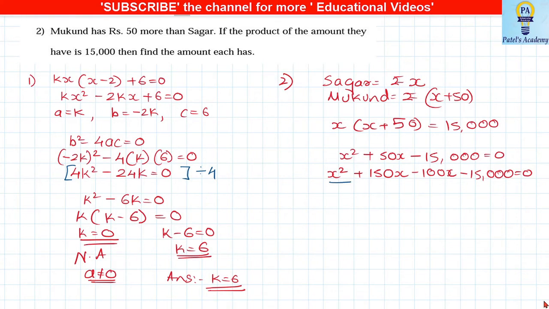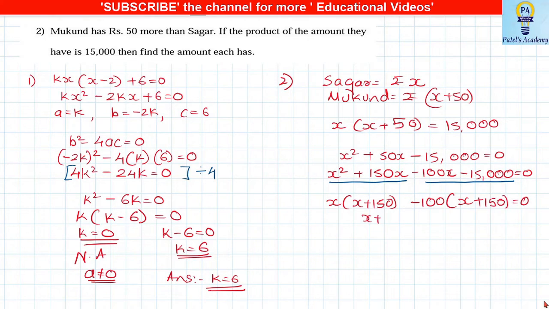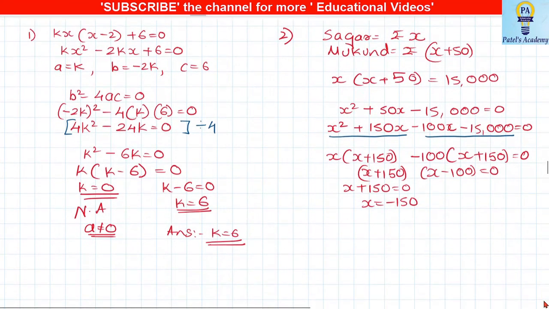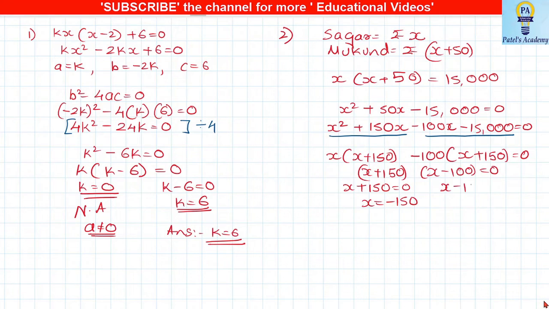Now we take common. After I take common, what I get is x(x plus 150) minus 100(x plus 150). Since I have taken minus 100 common, inside the bracket the sign will change. What I get is (x plus 150)(x minus 100) equal to 0. After I equate both brackets to 0, I get x as minus 150 and x minus 100 equal to 0, so x equals 100.